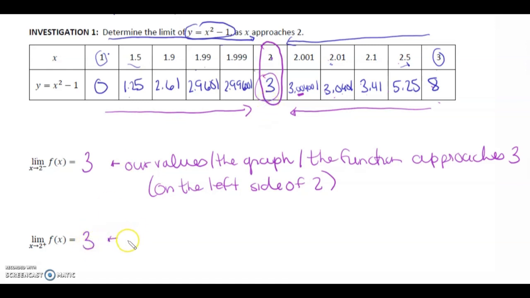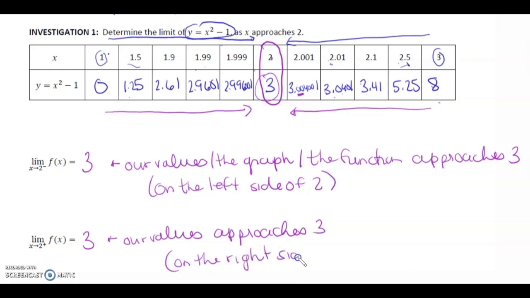And we can just make a note. So our values, and I'm not going to rewrite all of these again, I'm just going to say approaches 3 on the right side of 2, or x equals 2.